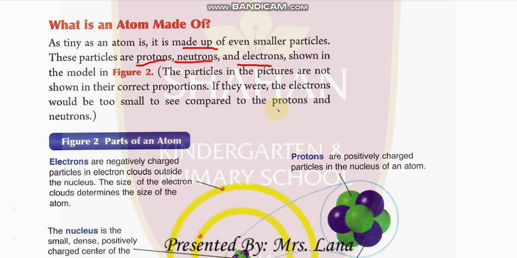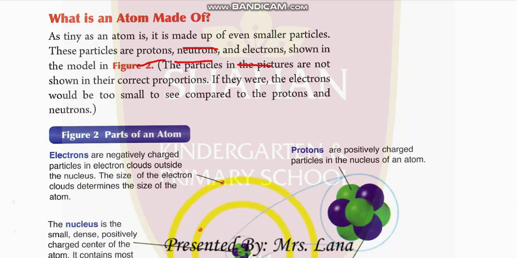And we have these particles, and the electrons are too small to see compared to the protons and neutrons. They are too small to be seen by the naked eye.